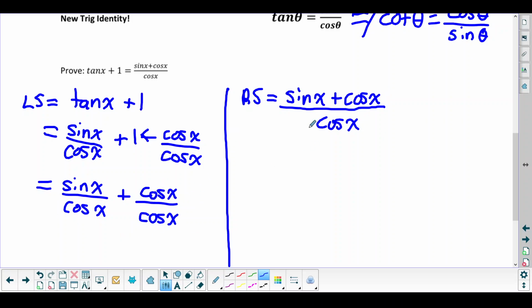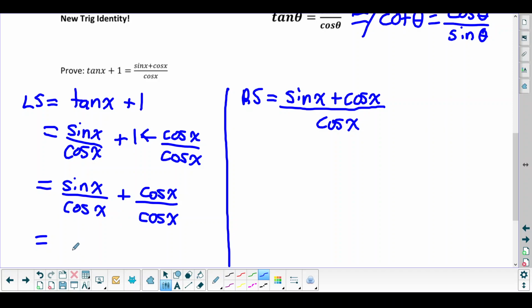We'll finish that up in a second, but another way you could have approached this is we can actually split up a fraction that looks like this. So we can rewrite this as sine x over cos x plus cos x over cos x. We can uncombine the fractions, and we could have approached the same thing. But let's finish this up here.